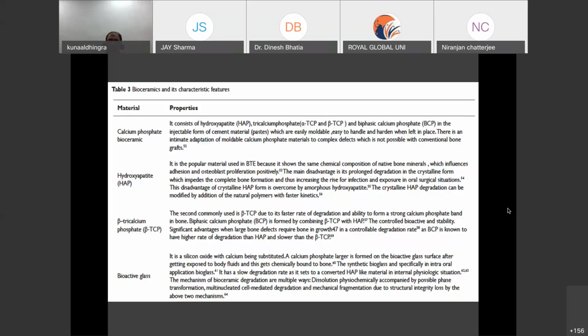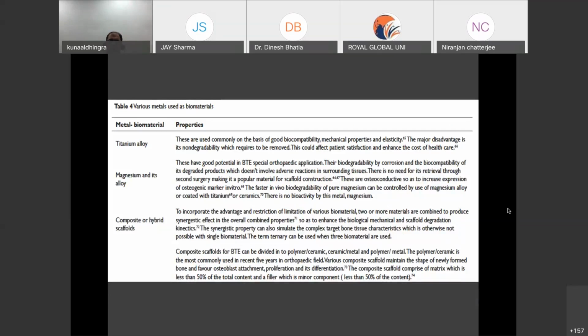The mechanisms of bioceramic degradation are multiple: dissolution, physiochemical, accompanied by possible phase transformation; multinucleated cell-mediated degradation; and mechanical fragmentation due to surface integrity loss by the above two mechanisms.